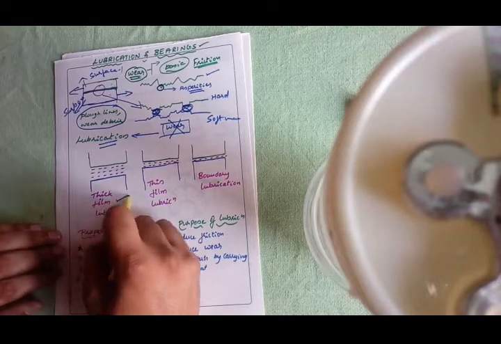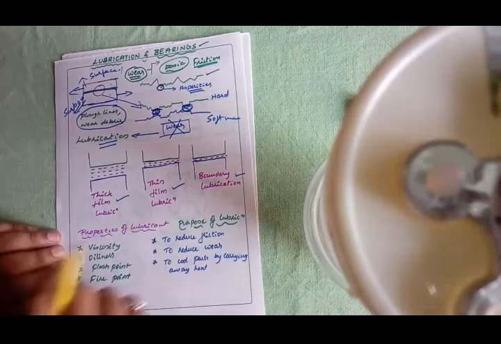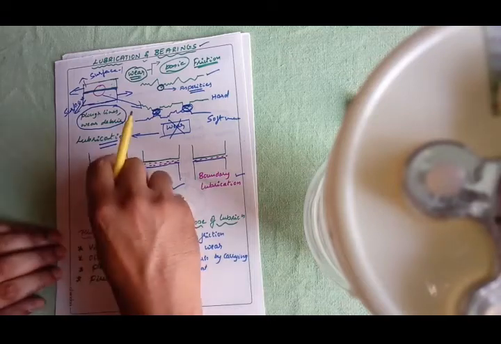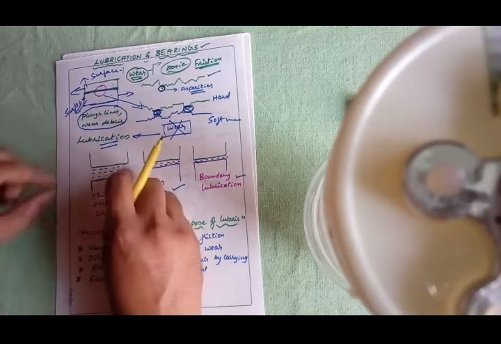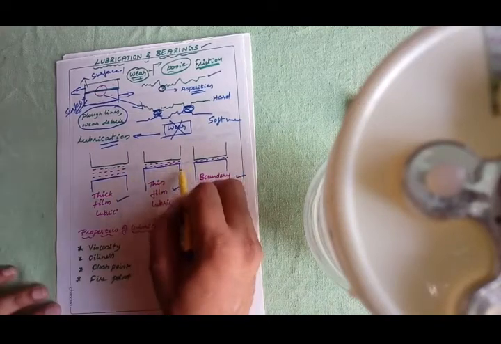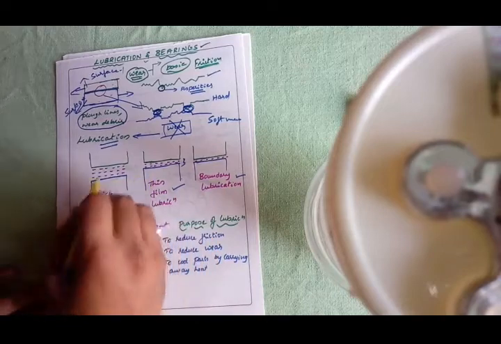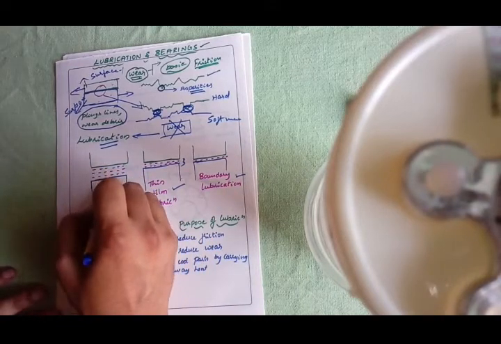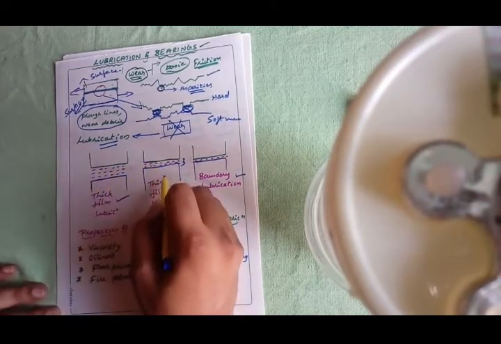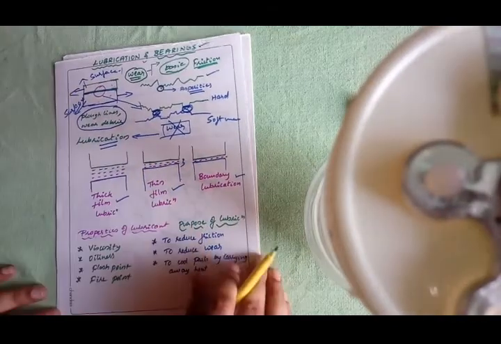You can see one of them is thick film lubrication, thin film lubrication, and boundary lubrication. What do you mean by thick film? Here both the surfaces are separated by a thick film. Thin film means here both the surfaces are separated by a thin film, and here you need to understand, in a thick film lubrication there is no surface to surface contact. Also in your thin film lubrication there will be no surface to surface contact.